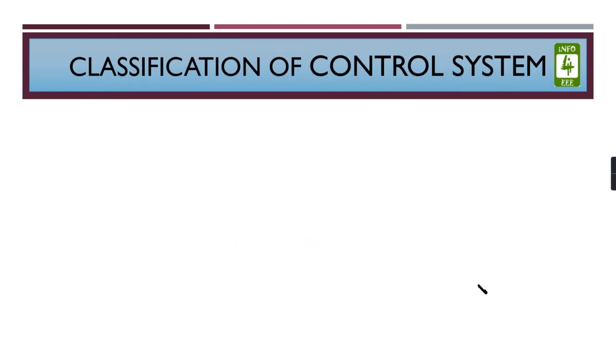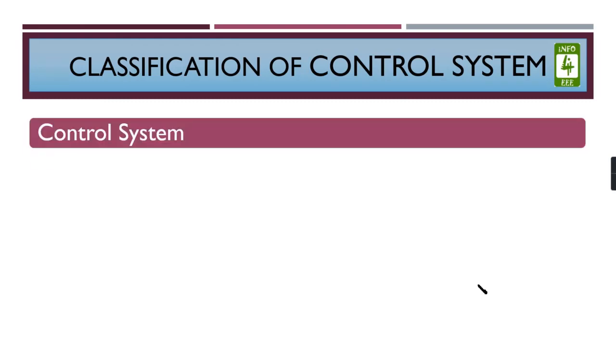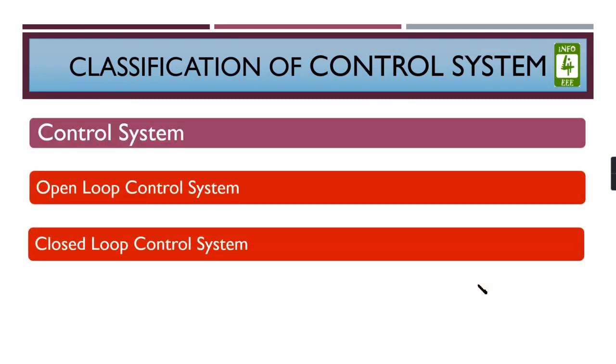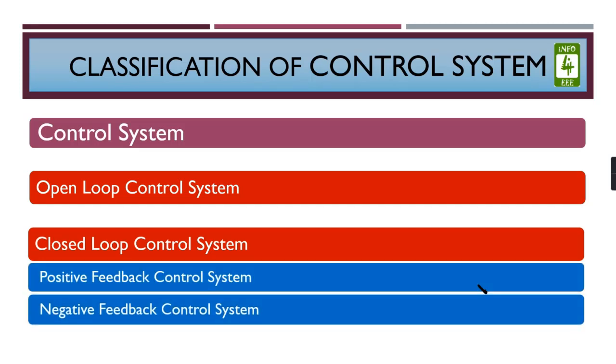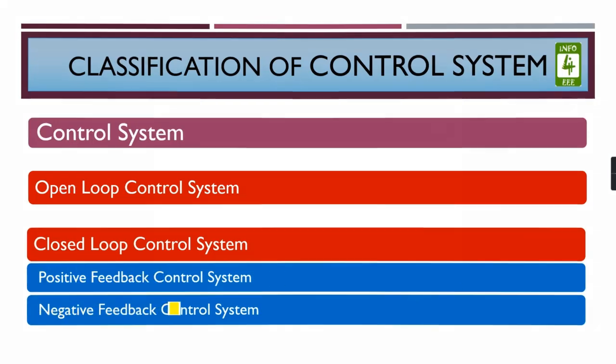So coming to the classification of control systems, we have open loop control system and closed loop control system. Basically, if we have a feedback, then it is a closed loop control system, else it is an open loop. A closed loop can have positive feedback or negative feedback.